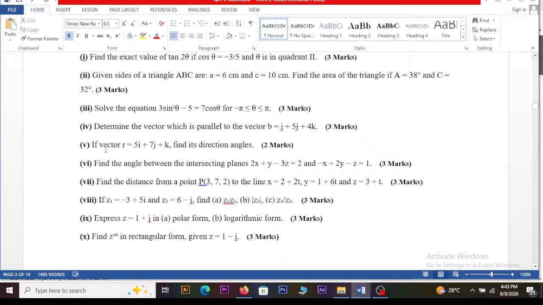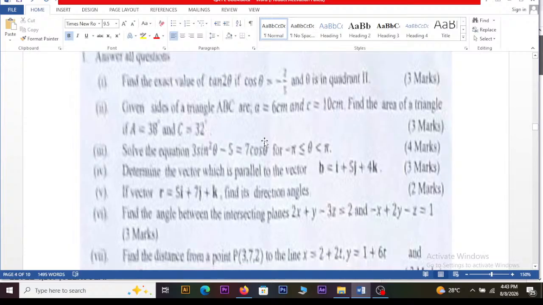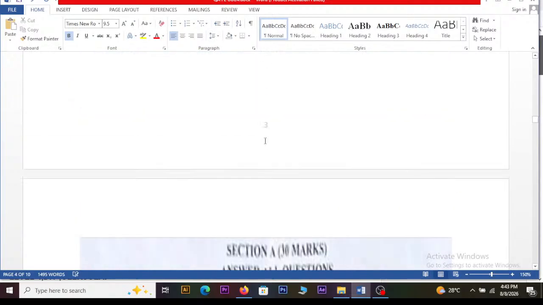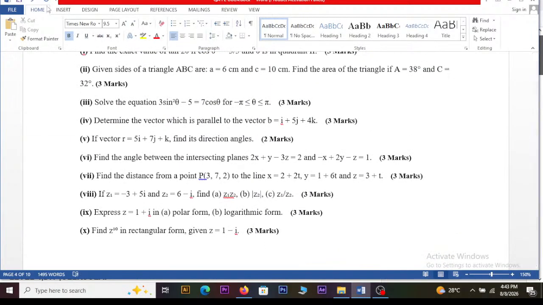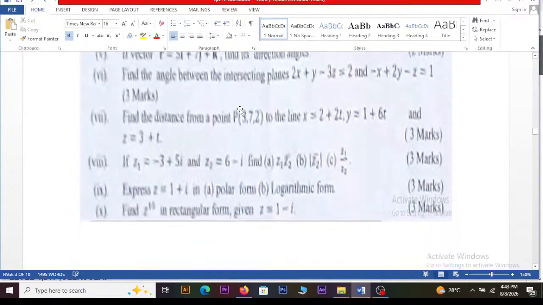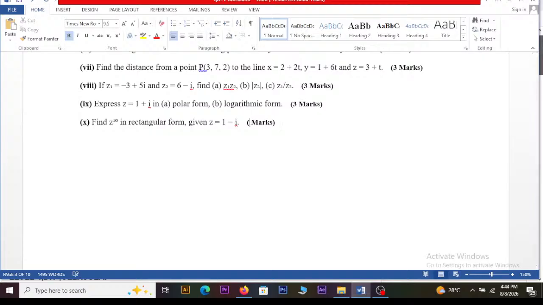Question 1, Roman 5. If the vector r is equal to 5i plus 7j plus k, find its directional angles. Find its directional what? Angles. Kwa hiyo hii ni marks 2. Pia tuangalie, je, swali hili la 5 ni marks 2? Ni marks 2. Kuna swali lingine lolote ambalo lina marks ngapi? Kwa hiyo hapa tunasema hivi ilikuwa sahihi. Hili ilikuwa marks 4, lakini hili la mwisho lilikuwa na marks 3. Kwa computer ikaona vibaya. Hizi ni marks 3. Hapo sawa sasa. Kama kuna 2 na 3, 2 na 4 hamna shida. Okay?